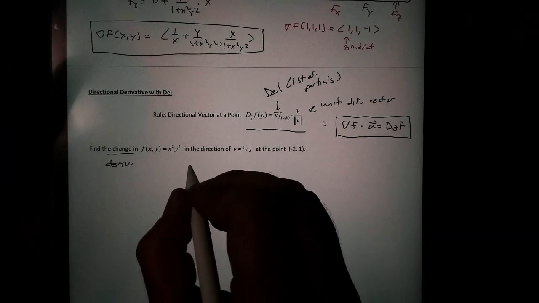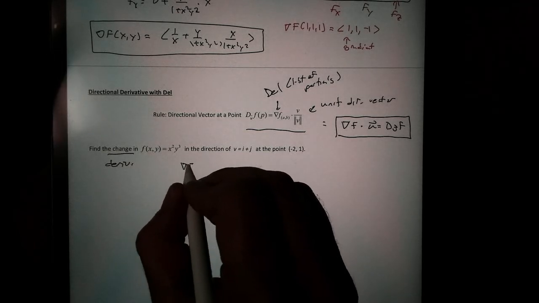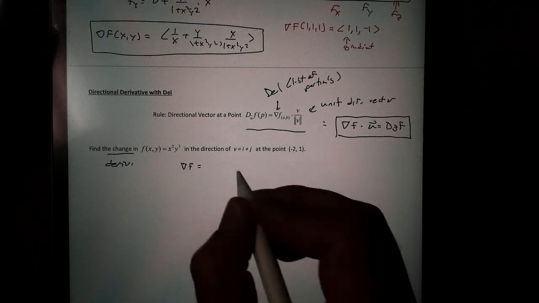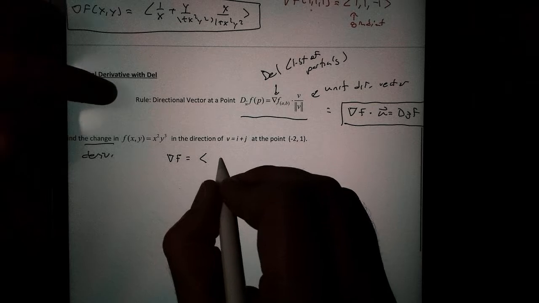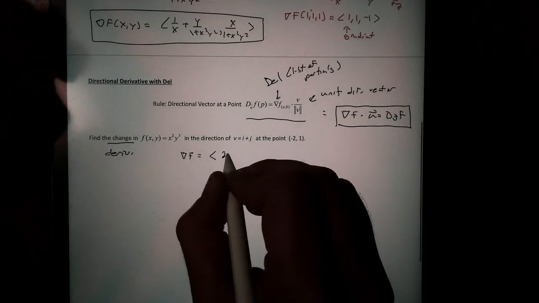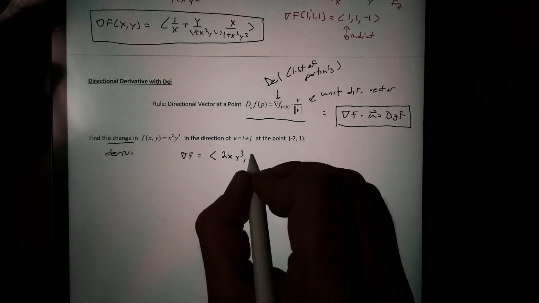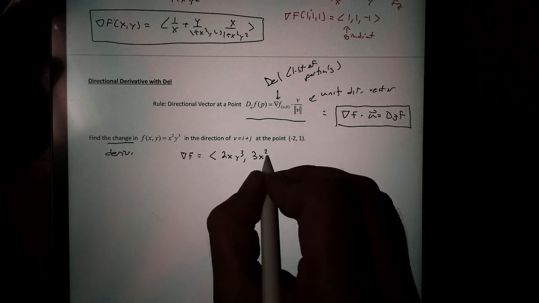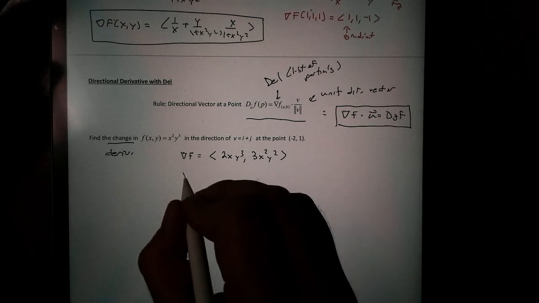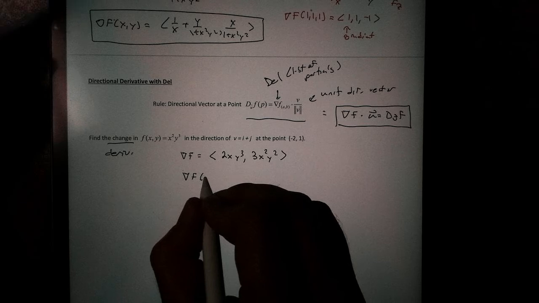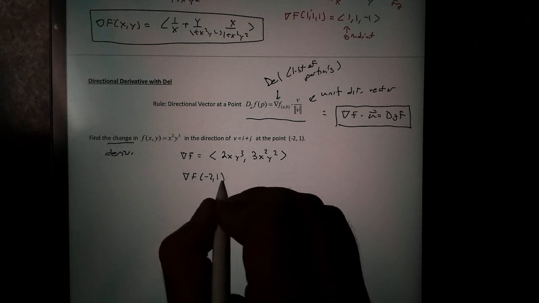According to our rule, to find the directional derivative, we're going to need del f. We need our list of our partials. We can do that in our head. That's not too bad. The partial with respect to x is of course 2x y cubed. And the partial with respect to y becomes 3x squared y squared. I am going to find my del f at the point negative 2, 1.